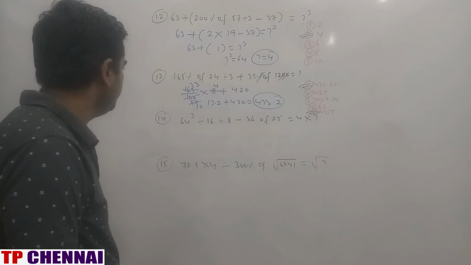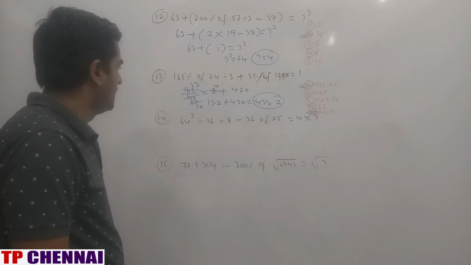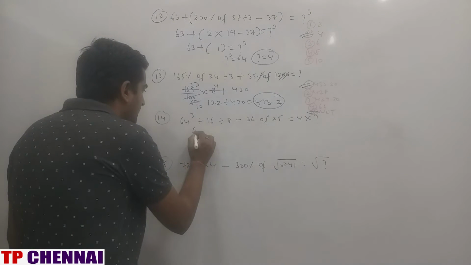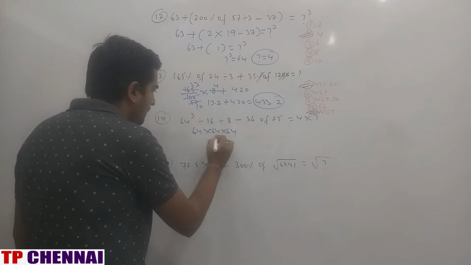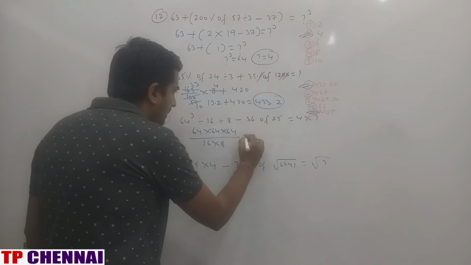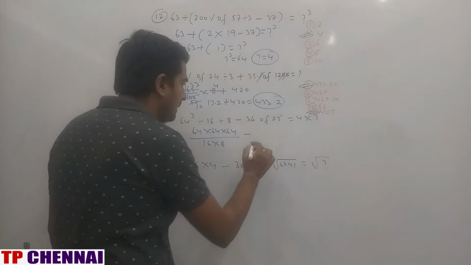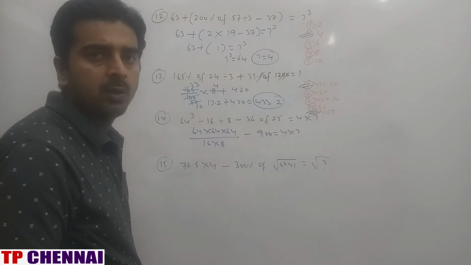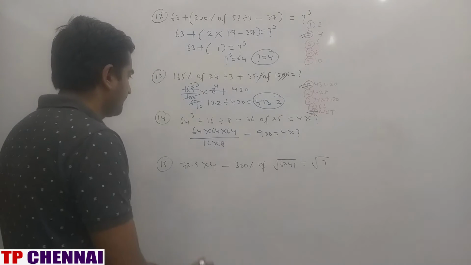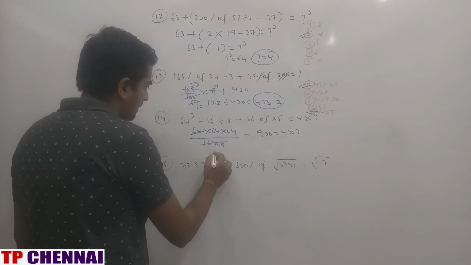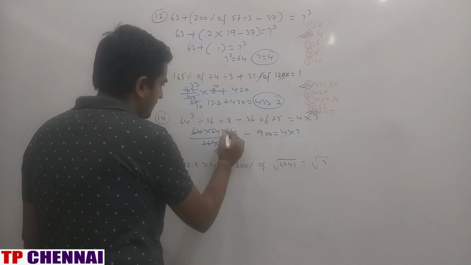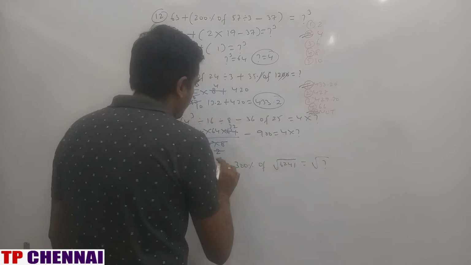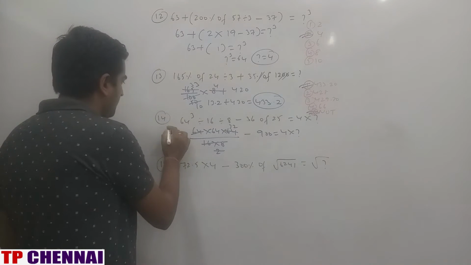Right? First option. Next one, 14th one. 64 cube divided by 16 divided by 8 minus 36 of 25 is equal to 4 into question mark. So this is 64 into 64 into 64 divided by 16 into 8 minus 36 of this into 25 is 900 is equal to 4 into question mark. Because how to multiply number by 25? Add 00, divide the number by 4. 64 2s are, right? 2 32s are. Now what we can do is 64 into 32. So multiply this number.